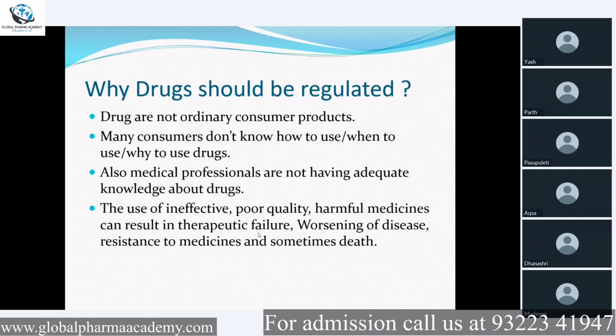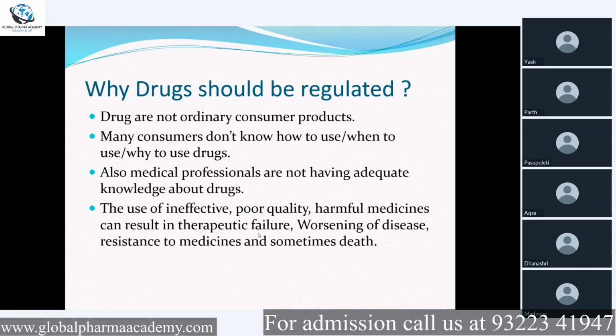Through the regulations, these kinds of leaflets are developed. Leaflet and then carton, and on the foil also you will find this information. So with the help of the regulations, with the help of drug regulatory affairs, all the questions of the end user are answered.